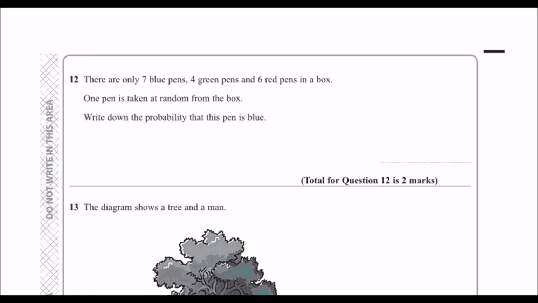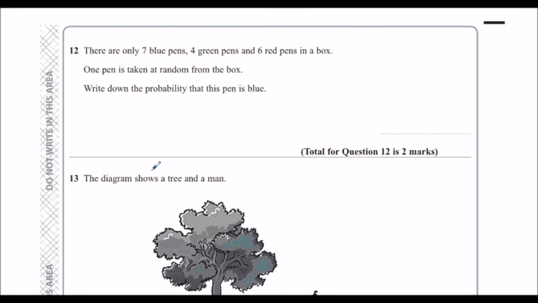Okay, question 12. There are only 7 blue pens, 4 green pens, and 6 red pens in a box. 1 pen is taken at random from the box. Write down the probability that this pen is blue.